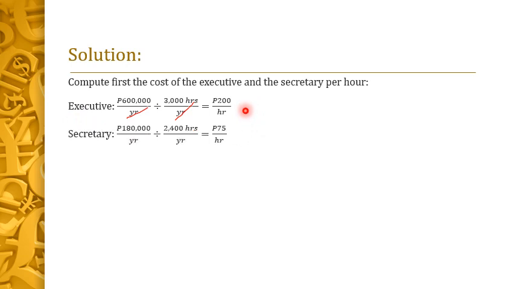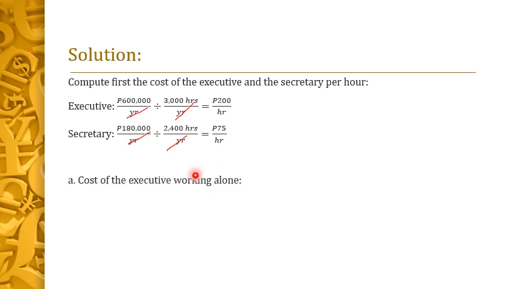For the secretary, the salary is 180,000 pesos per year, divided by 2,400 working hours per year. Again, cancel year. The cost of the secretary per hour is 75 pesos.